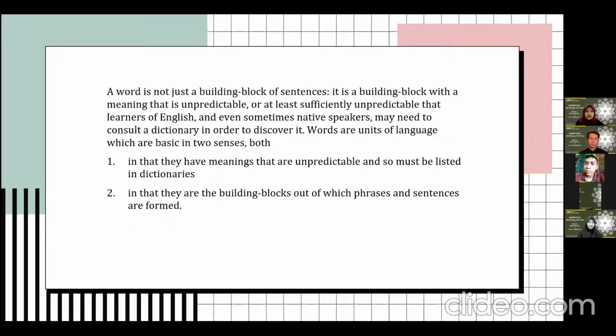I think that's all about words as building blocks of a language, but it has some addition. A word is not just a building block of a sentence. It is a building block with meaning that is unpredictable, or at least sufficiently unpredictable that learners of English and even sometimes native speakers may need to consult a dictionary in order to discover it.